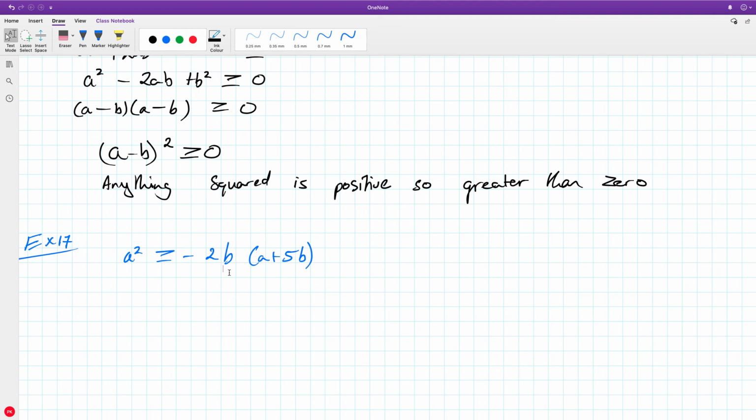Generally, when it comes to something like this, look for factorizing. 5 over 2. Plus 2b. Squared.